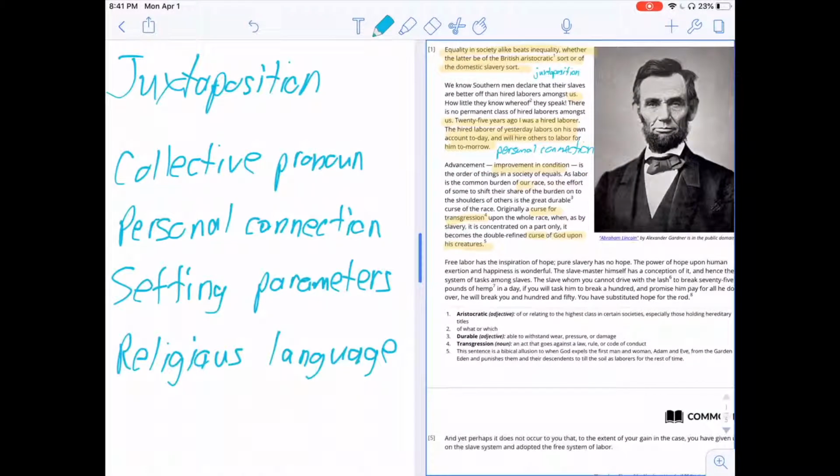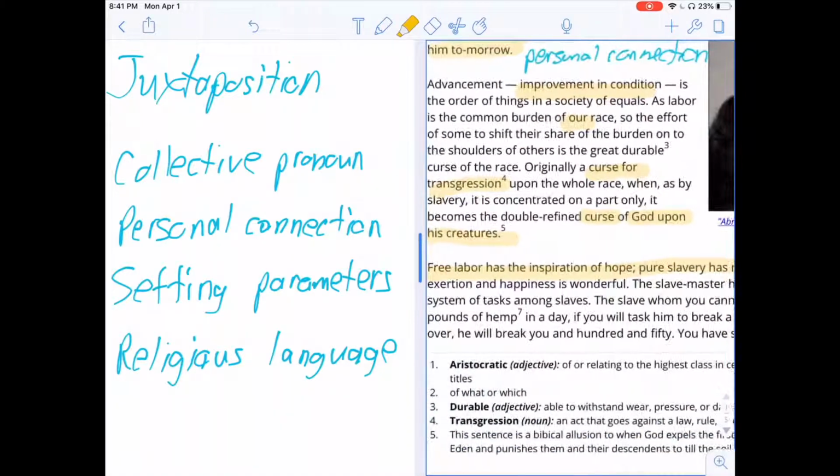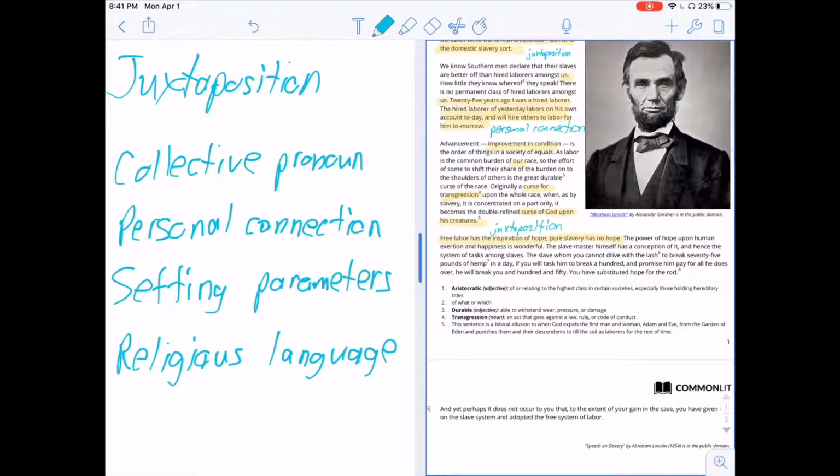"Free labor has the inspiration of hope. Pure slavery has no hope." Here we see again what we saw at the very beginning, juxtaposition. "The power of hope upon human exertion and happiness is wonderful. The slave master himself has a conception of it, and hence the system of tasks among slaves. The slave whom you cannot drive with the lash to break 70 pounds of hemp in a day, if you will task him to break 100 and promise him pay for all he does over, he'll break you 150."